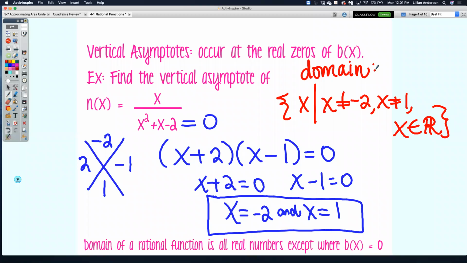Questions? How would I write this in interval notation? All real numbers except -2 and 1. How would I write that in interval notation?